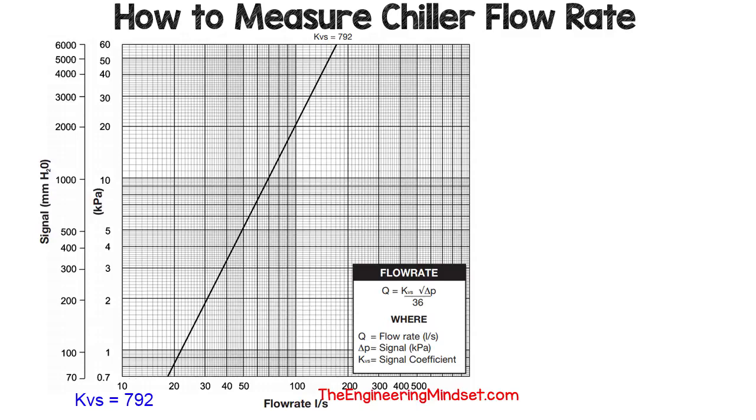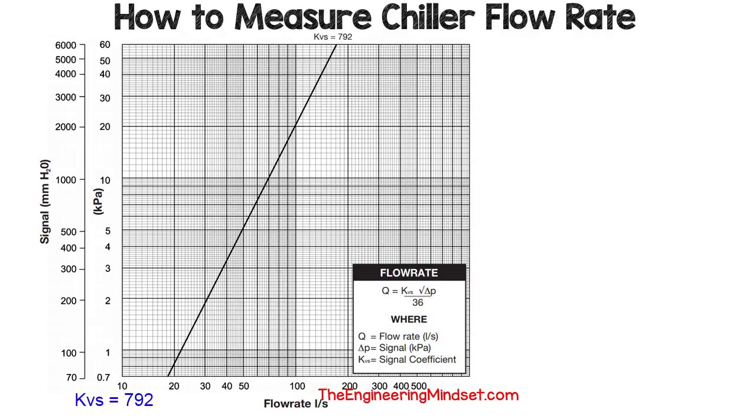To do this, we first need to know what the KVS value is, and this is set by the manufacturer of the orifice plate. Now the KVS value will vary between manufacturers as well as the model numbers and also the size of the orifice plate, so make sure you use the correct value. They will also usually provide a chart too, so you can just perform a very quick lookup.